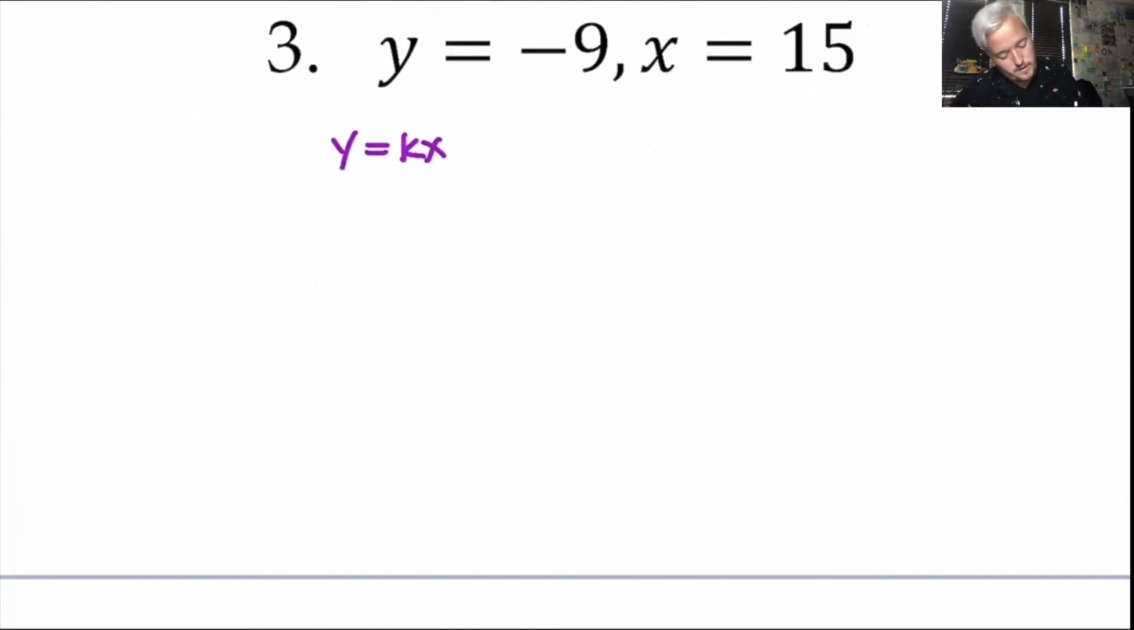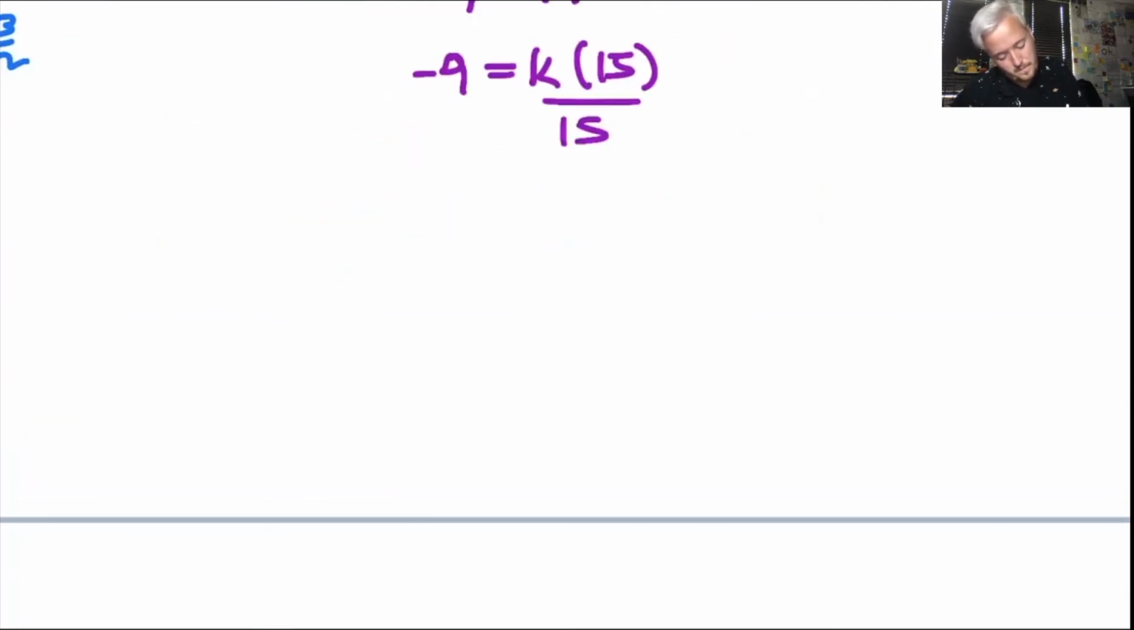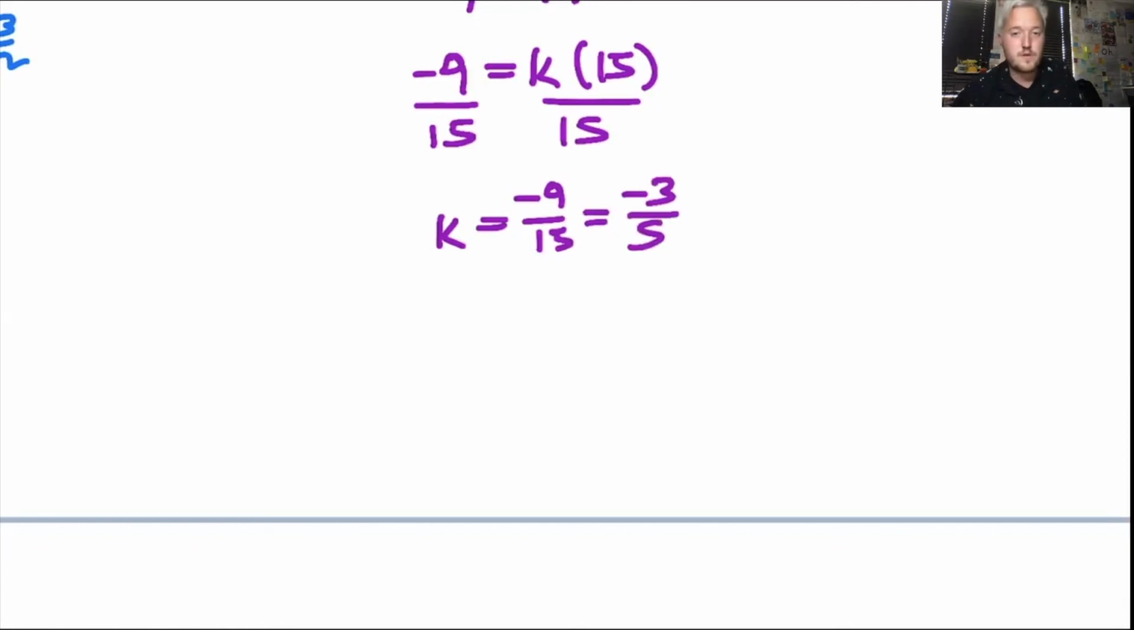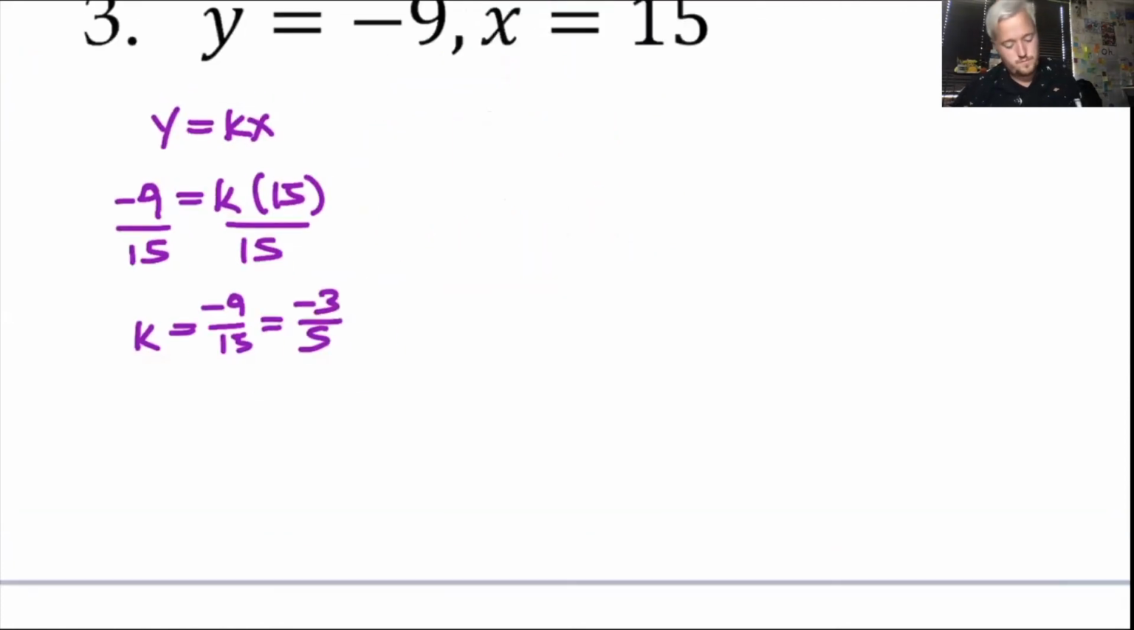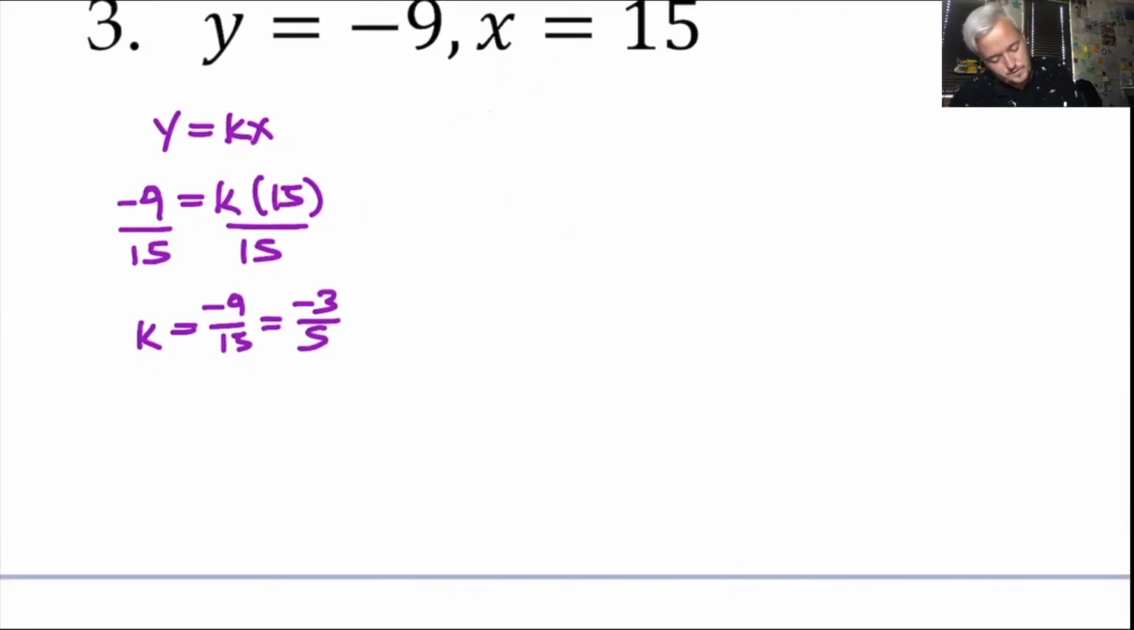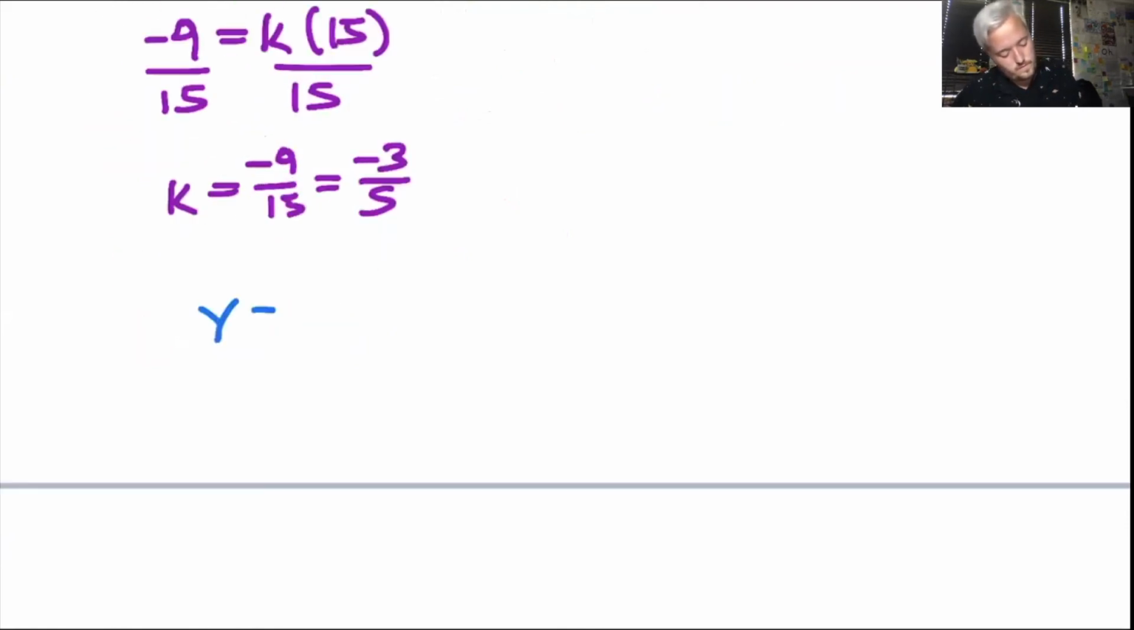All right, so we're going to have -9 equals k times 15. I'm going to divide by 15. So k is equal to -9 over 15, which simplifies to -3 over 5. Wow, this is truly horrible. Okay. So y equals -3/5 x. So our equation is y equals -3/5 x.